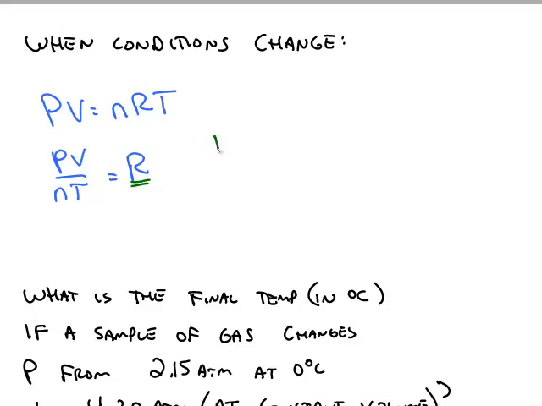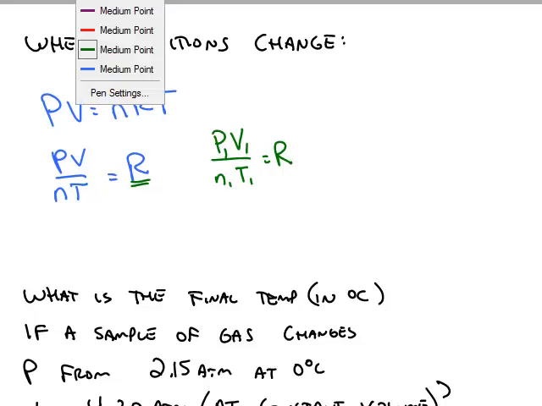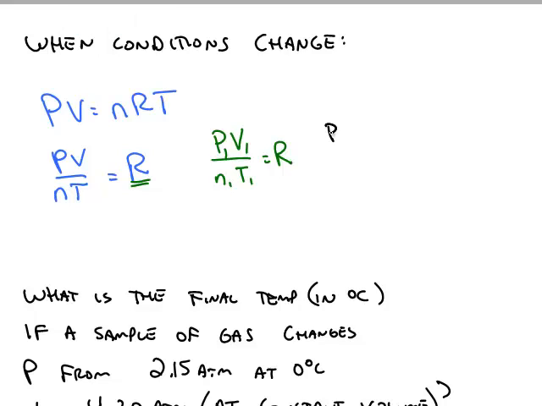So if I am carrying out an experiment at one pressure, one volume, one number of moles, and one temperature, I know that that is equal to the gas constant R. If I change those variables, I can change the pressure to P2, the volume to V2, the number of moles, and the temperature also change, but that still equals R. So if both of these equations equal R, these two have to equal each other.